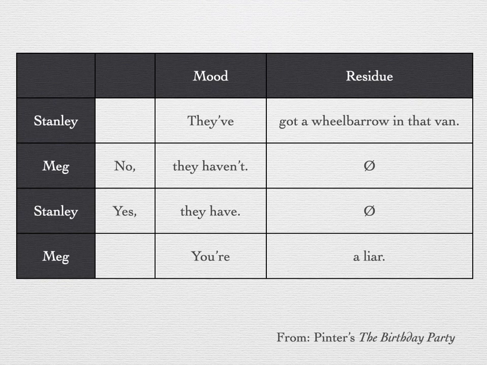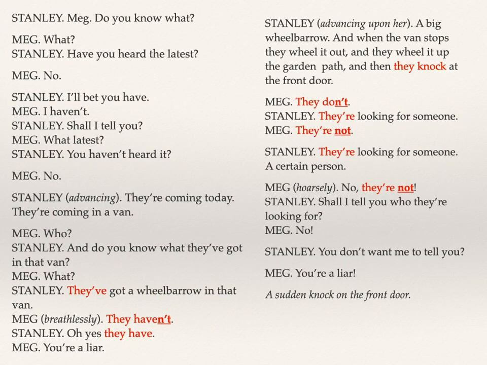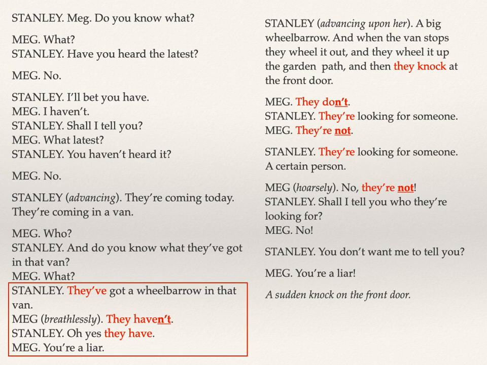Then when Meg wants to initiate another proposition, another exchange around another proposition, she has to have a full clause again. You're a liar. And as I said, Stanley could say, no, I'm not. Yes, I am. Am I? Leaving out the residue. The little passage I've looked at here comes from a longer segment, our logic segment between Stanley and Meg.